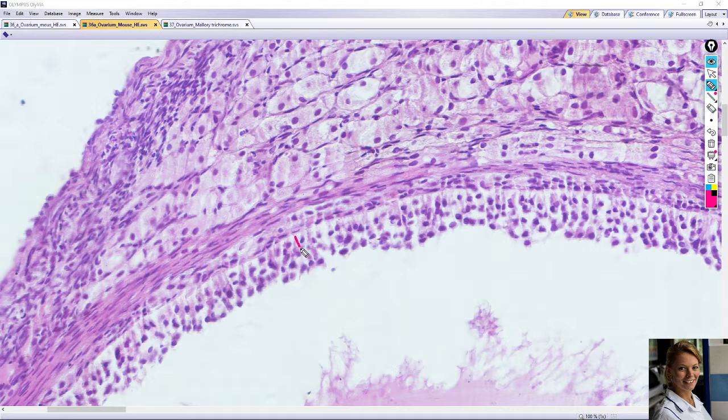Here are granulosa cells, membrane of Slavjansky, theca interna with the blood vessels, and theca externa with the fibrocytes, collagen fibers.